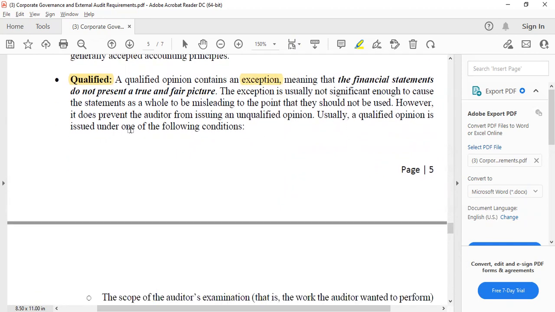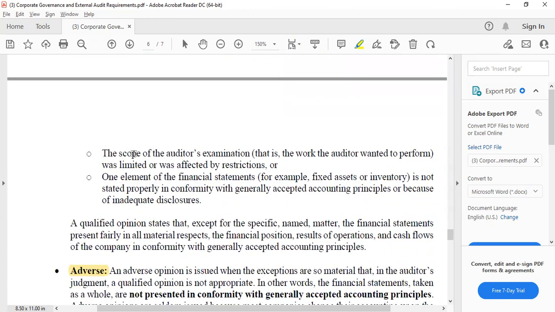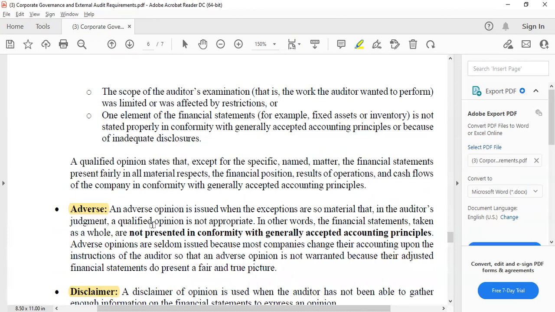Usually, a qualified opinion is issued under one of the following conditions. First, the scope of the auditor's opinion was limited or was affected by restrictions. So wala siya nakabuhat sa iyang mga audit procedures. So himo na niya ng exception. Kanang part that was not audited or that was limited, i-appeal na nato siya as part of the exception. Another reason for issuing a qualified opinion is that one element of the financial statements, for example, fixed assets or inventory, is not stated properly in conformity with GAAP or because of inadequate disclosures.